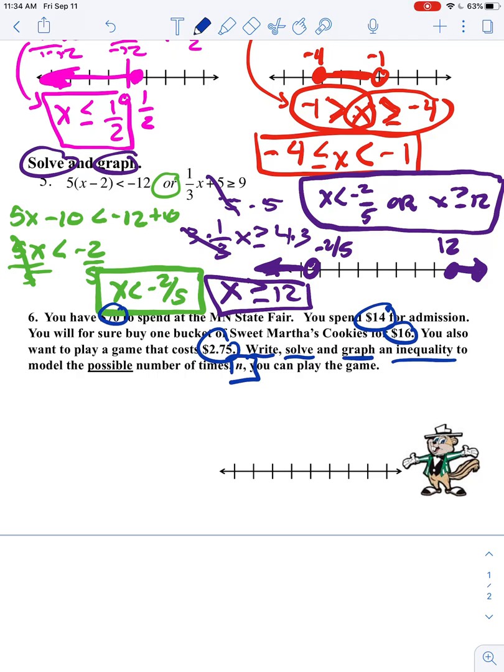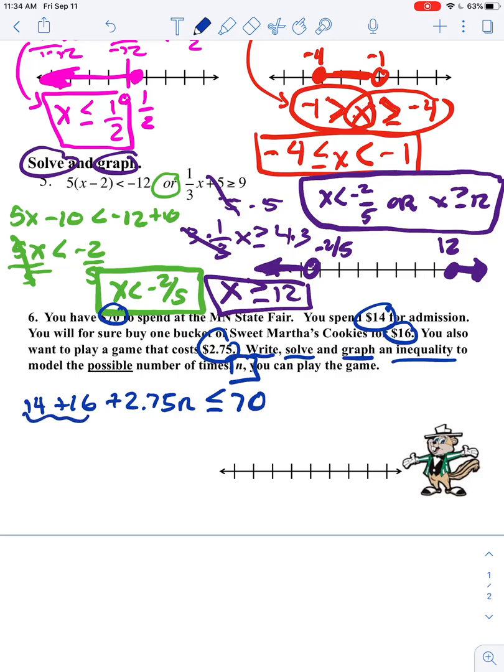Okay, so I need an inequality. Well, start thinking about the money you spent. $14 to walk in the door, $16 for a bucket of cookies, $2.75, but that's per game. So per is going to mean I'm going to multiply it by however many times I play the game, and they told me to use an n. I have $70, so that means I have to do all of those things for less than or equal to $70. That's the hardest part, is putting those words into a problem.